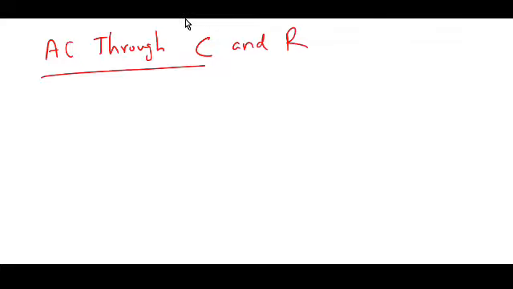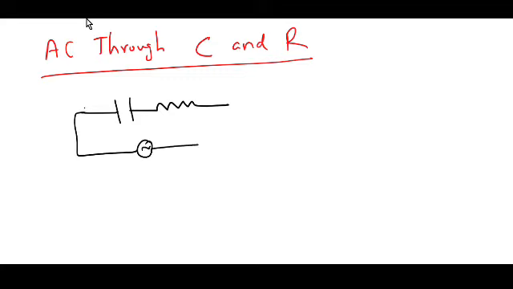Now we discuss the alternating current through a capacitor and resistor circuit, that is AC through capacitor and resistor. The circuit consists of a capacitor and a resistor. An alternating source of voltage is connected. This is C, this is R. The applied voltage is E0 sin omega t.